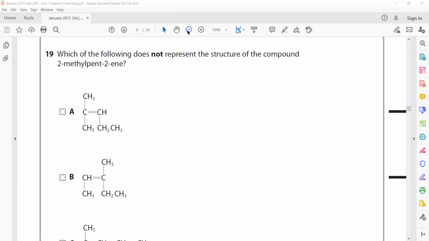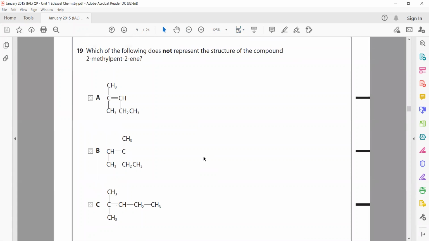Which of the following does not represent the structure of the compound 2-methyl pentene? It means we should have a methyl group on the second position and the double bond. Numbering should always start from the nearest functional group or a branch. But if both are on the same side, we give priority to the functional group. So 1, 2, 3. So second position, we have a branch and double bond. But when I count 1, 2, 3, 4, 5, second position we have a double bond, and third position we have a branch. So that's why B is not showing the structure of 2-methyl pentene.